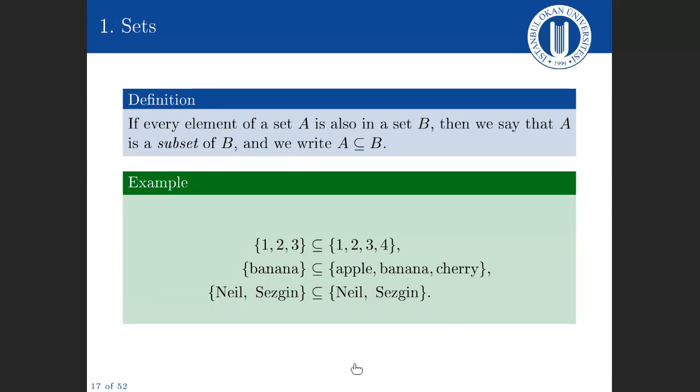Let's suppose we have two sets, A and B. And let's suppose that every element inside set A is also in set B. Then we can say that set A is a subset of set B. And we have a special way to write this. We write it like this. A is a subset of B.